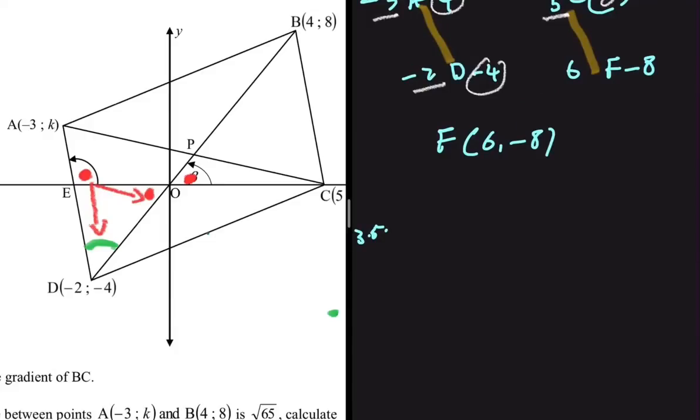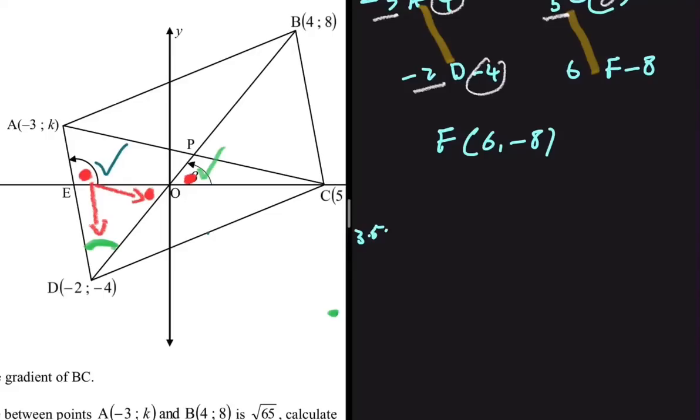So how can I find this first angle that I'm claiming I can find? I can use the gradient of BD, which I already have, because tan theta is equal to m. And then how can I find this angle? I can use the gradient of AD to find that angle.